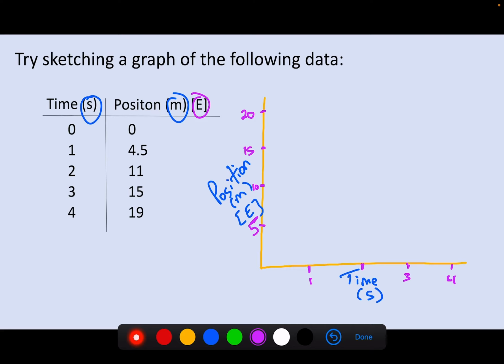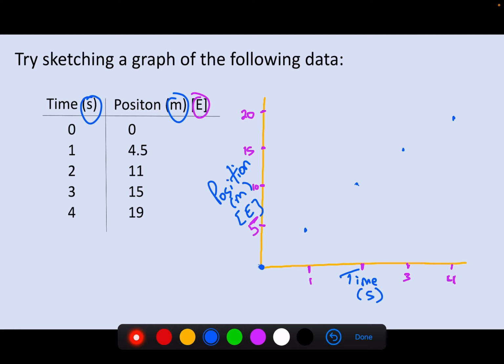Let's go ahead and stick some points on here. We'll go back to blue. So we've got a point right here at 0, 0. At 1, we're just under 5, so let's say right there. At 2, we are just above 10, so somewhere there. At 3, it looks like we are right at 15. And then at 4, we're just shy of 20, something like that. There's our line. I'm not going to connect the dots.